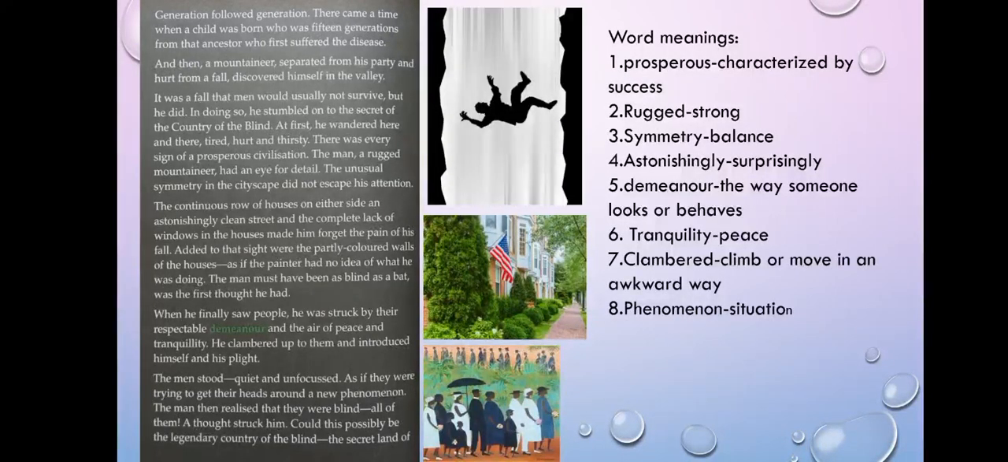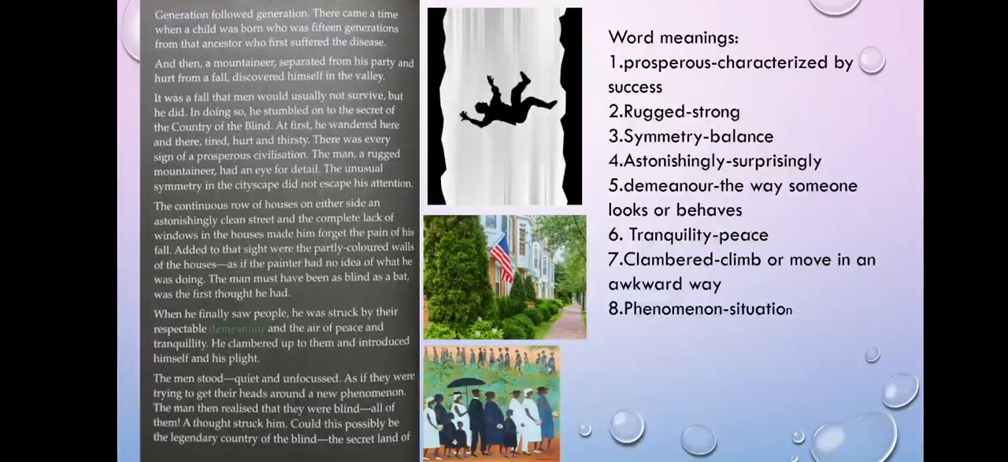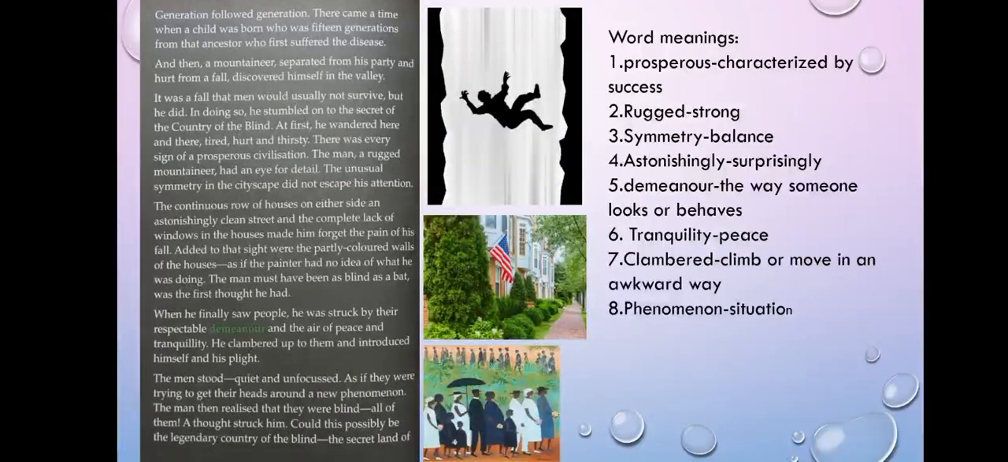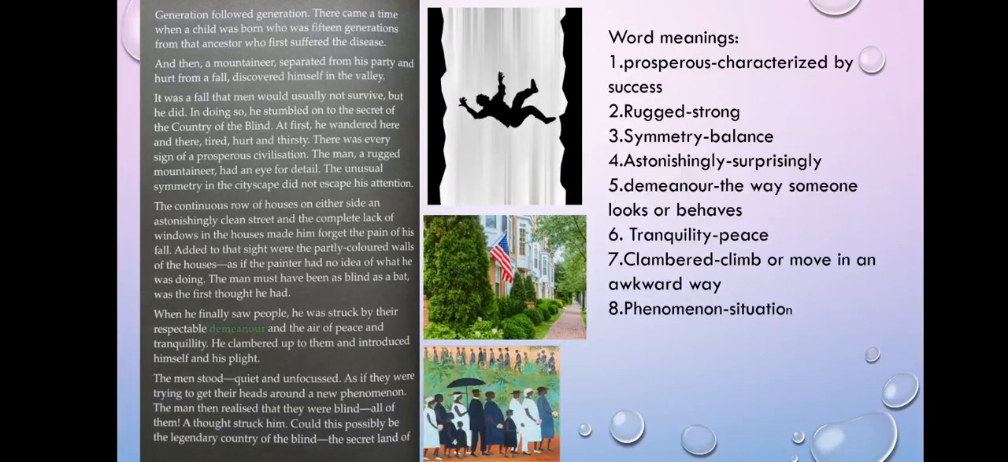Added to that sight were the partly colored walls of the houses. The houses were not completely colored but only partly, as if the painter had no idea of what he was doing. So it seems the painter was not skilled. The man must have been as blind as a bat, was the first thought he had. So the mountaineer thought that whoever was painting the houses did not have proper sight and was not skilled.